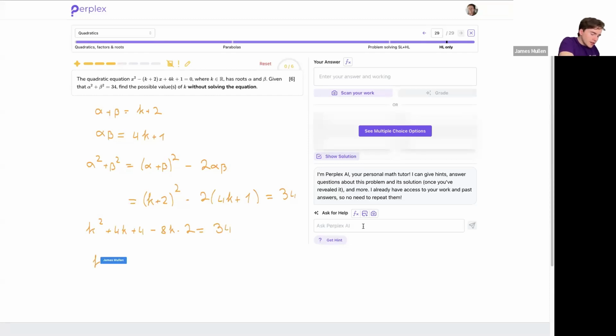So my k squared is the only power 2, so just k squared. The k terms are 4k and negative 8k, so that's going to be negative 4k. Then I have plus 4 minus 2 minus 34 is 2 minus 34, negative 32. Okay, and I'm going to factor this by inspection by noticing that negative 32 is negative 8 times 4. So k squared minus 8k plus 4k minus 32 is equal to 0.